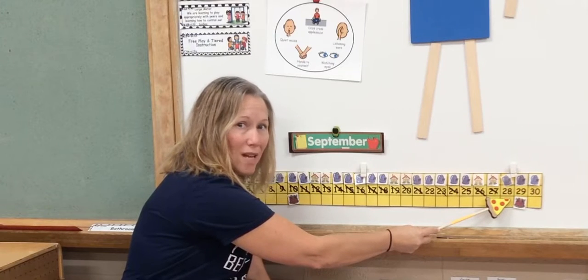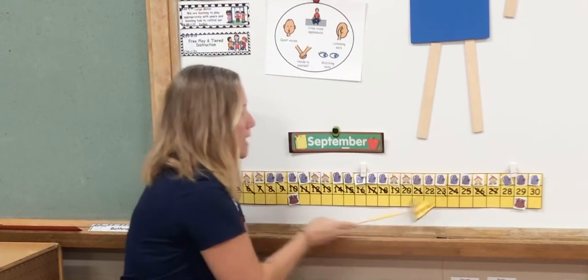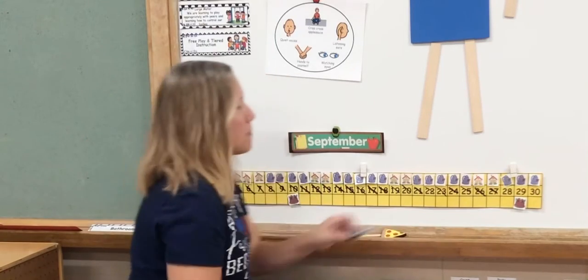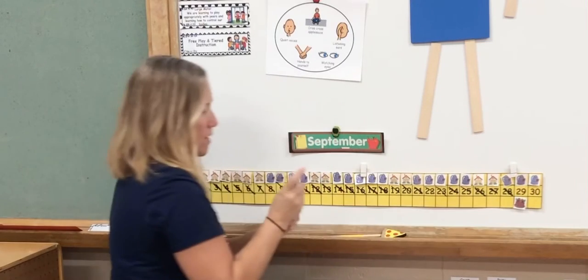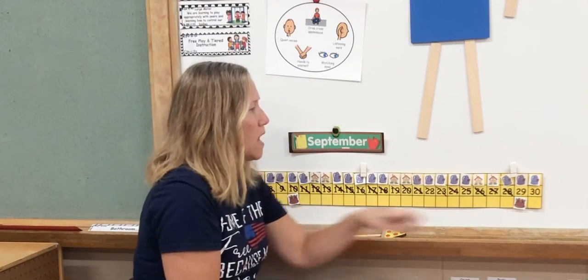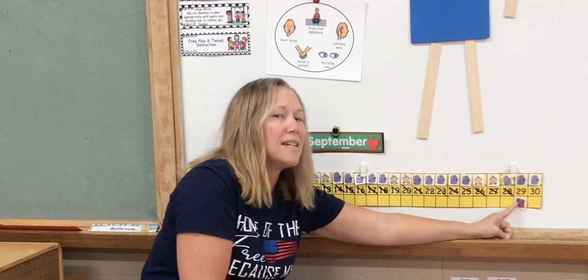2 and 8, 2 and 8, 2 and 8 makes 28. So today is September 28th. And we're going to mark that off so we know that we have counted to that day. And look, tomorrow is somebody's birthday. I wonder who that is.